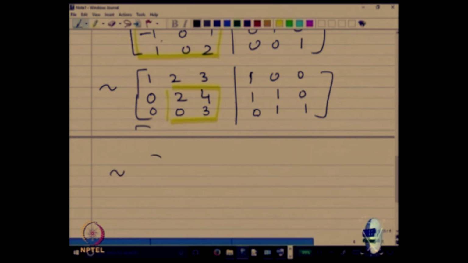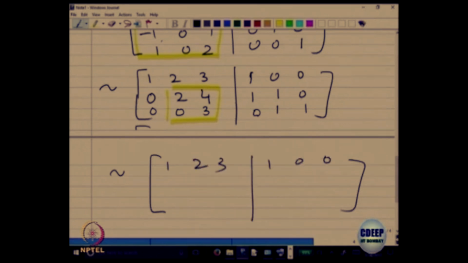So this is equivalent to 1, 2, 3, 1, 0, 0. This is 0. To make this 1, what should I do? Divide this row by 2. So 0, 1, 2, 1 by 2, 1 by 2, 0. And the last row is 0, 0, 3, 0, 1, 1. Right? So I have got a pivot in the second row at 1.